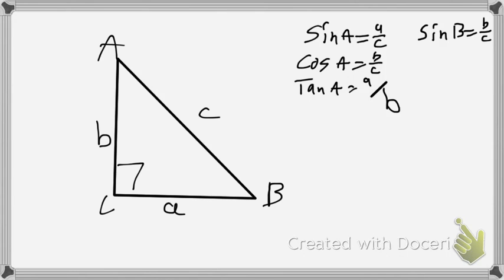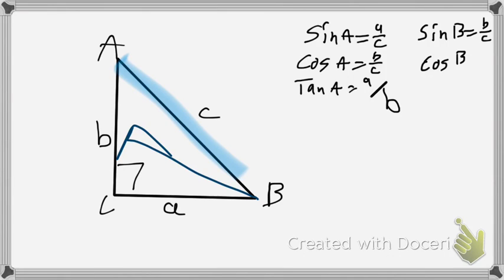Because now for B, the opposite side is that little b. Hypotenuse is still C. But the sine of B is not going to be the same as the sine of A. So same thing, cosine of B, we're going to look at the adjacent side to B, which is right there. So it's going to be A over hypotenuse. The hypotenuse remains the same.